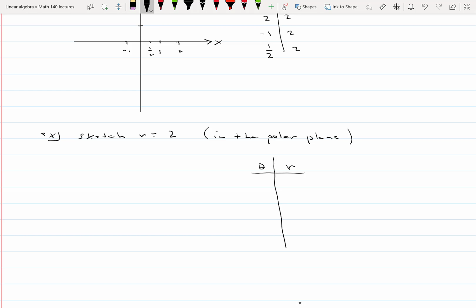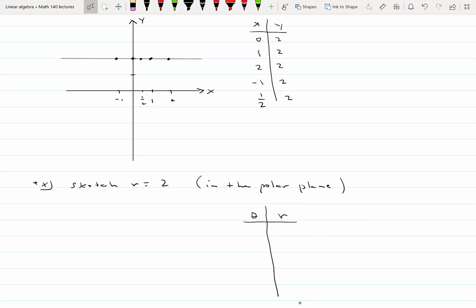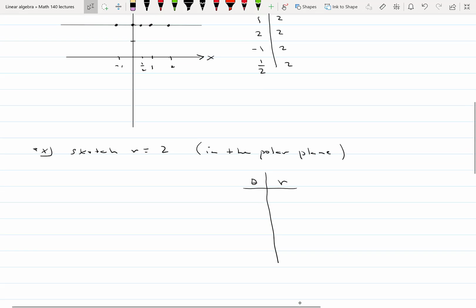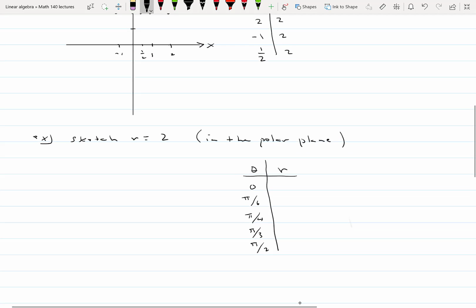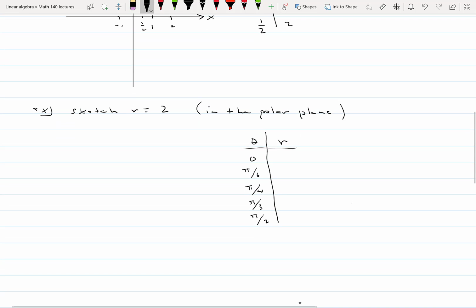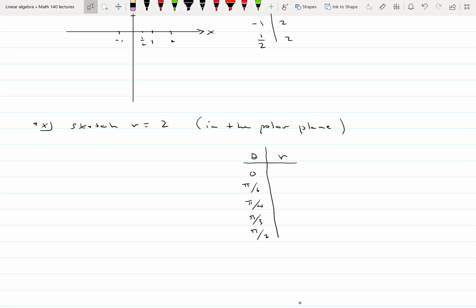Very commonly we choose for theta not values like 1, 2, and -1. We choose values that are much more familiar to us, like 0. These are angles: pi over 6, pi over 4, pi over 3, pi over 2. These are the special angles in quadrant 1, and also 0 and pi over 2. And then what's r going to equal? Well, r doesn't depend on theta. No matter what we let theta equal, r's got to equal 2.